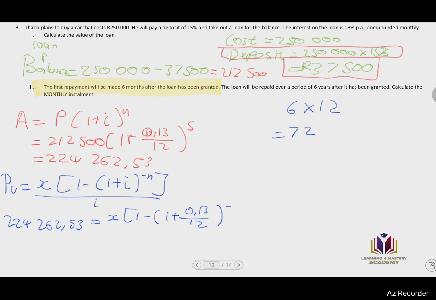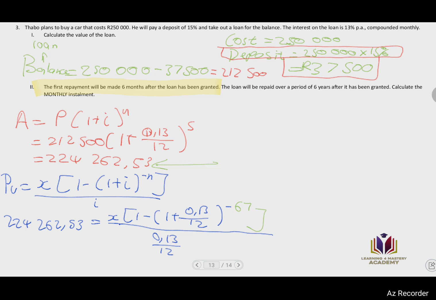But remember, he has already missed 5 months. And we've calculated the cost of him missing the 5 months. And that cost is included here. Right? So what we're going to do is take out the 5 months from this, because we've already included the cost of missing the 5 months. Meaning that Thabo is only left with 67 months to settle this debt. Okay? There we go. Then you're going to say 0.13 over 12. Perfect. And then we proceed.